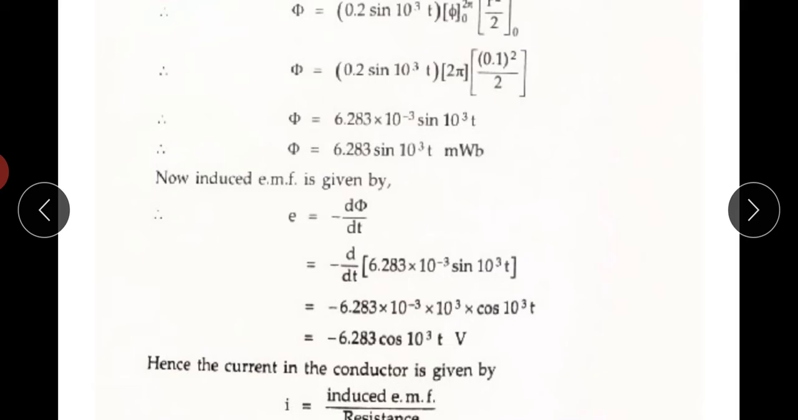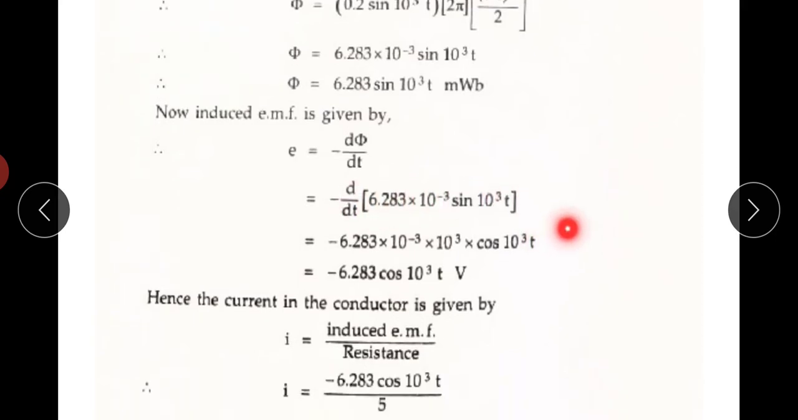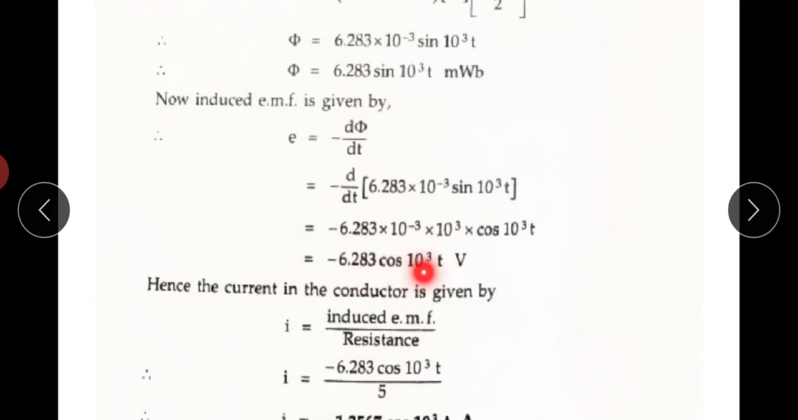The statically induced EMF formula is e equals minus d psi by dt. So it equals minus d by dt of psi, which equals 6.283 sin 10 to the power of 3 t milliwebers. Okay, substitute psi here. So by differentiating this equation, finally we get induced EMF equals minus 6.283 cos 10 to the power of 3 t volts.